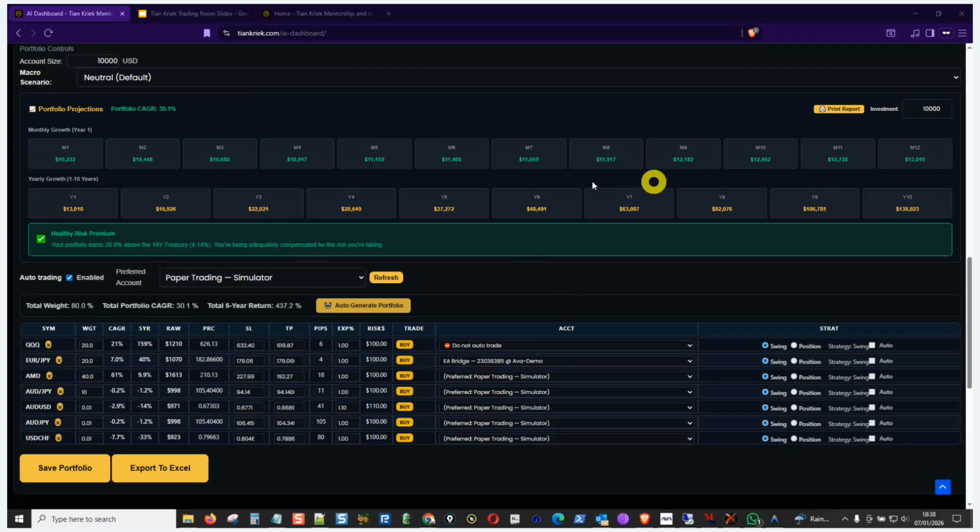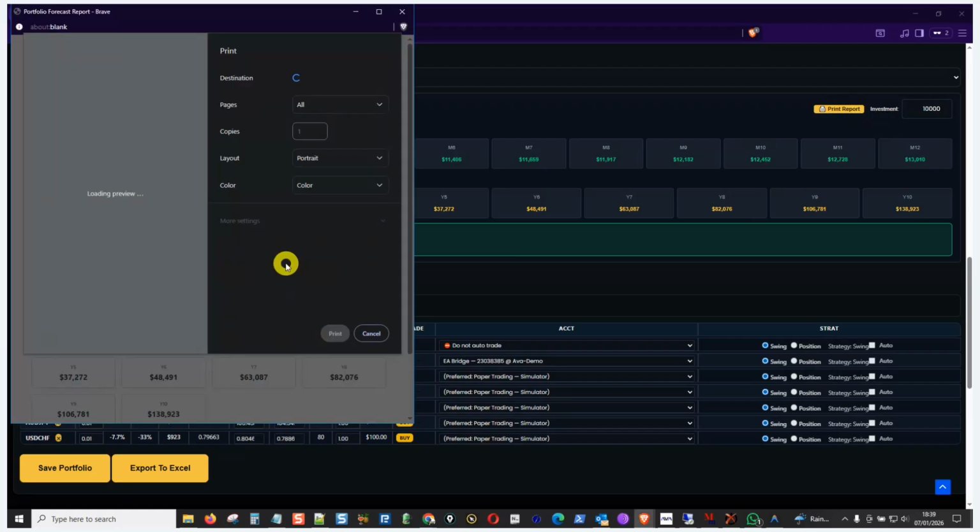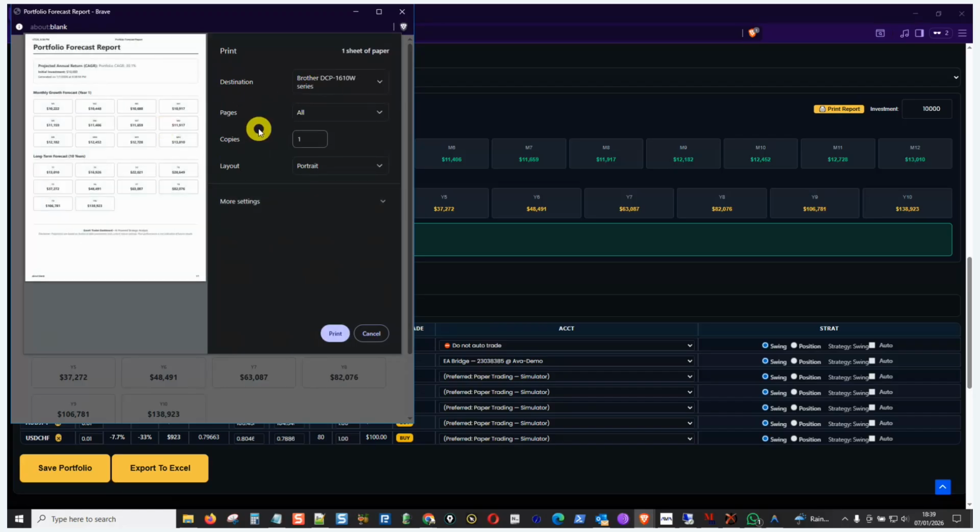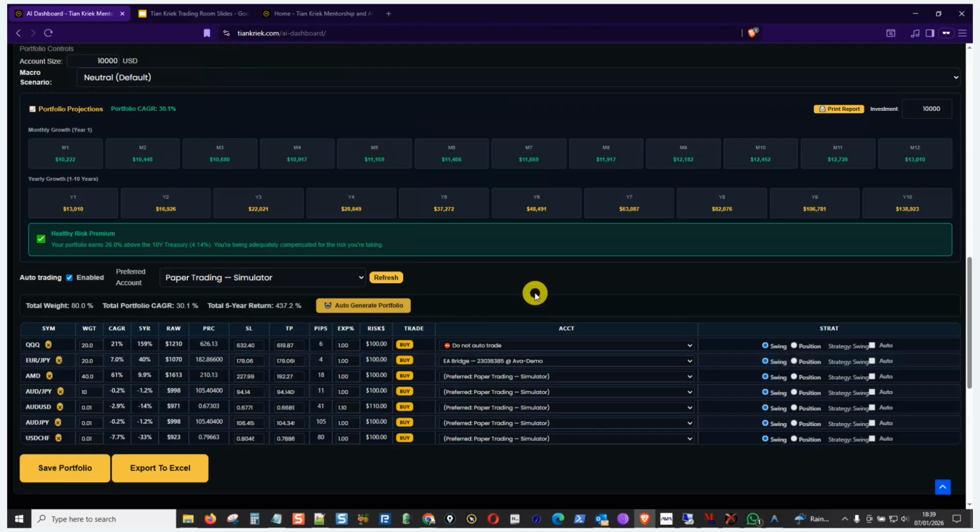Again, the return of your portfolio, the compound annual growth rate, will be adjusted when you add and remove symbols. And you can see that it has been adjusted when I removed Bitcoin. So the monthly returns and the yearly returns have been updated. And if you want to print this out again or save it as a PDF, you can just click on print report and then you can print the report. It will print it to your printer or you can save it as a PDF. All right, so you can stick that against the wall or file it or whatever you want to do.